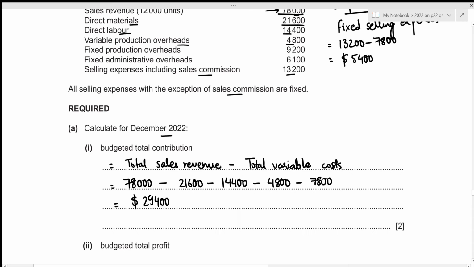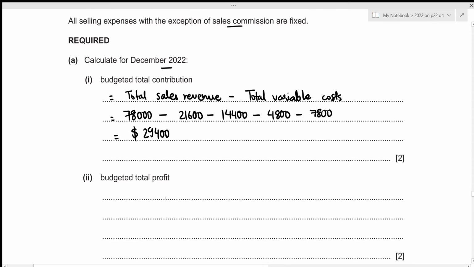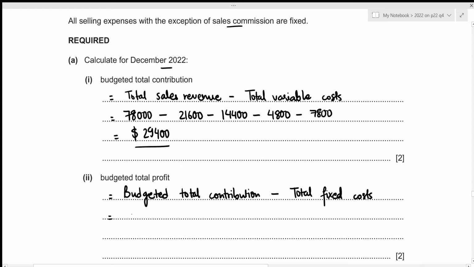Let's move to the second part. We need to figure out our budgeted total profit. Now the formula for budgeted total profit, we can start with our budgeted total contribution. And then subtract all of our total fixed costs. And we just figured out our budgeted total contribution to be 29,400. Now let's subtract our fixed costs.